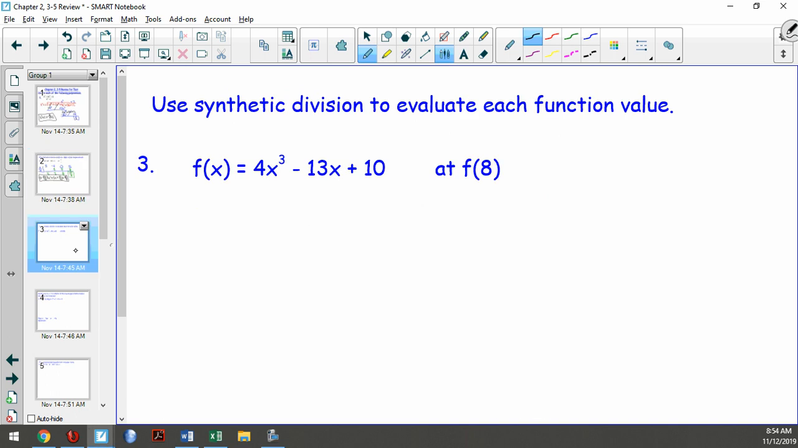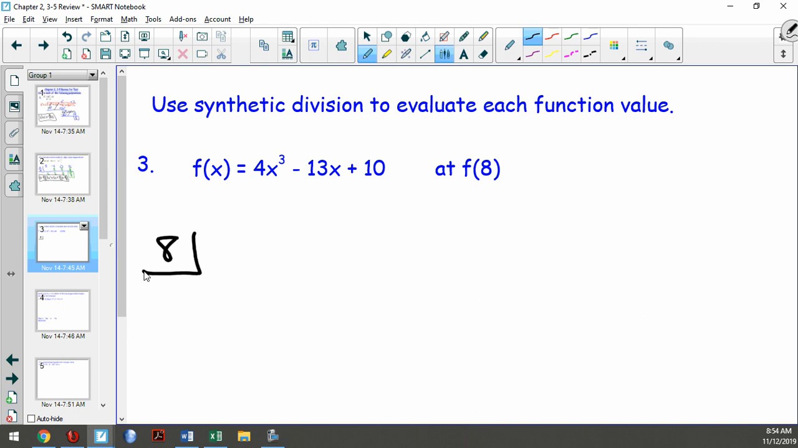Okay, the next set of instructions say to do this. Use synthetic division to evaluate each function value. Generally speaking, my students forget the very first 4 words and say evaluate. Oh, okay, I'm just going to plug and chug, right? Don't do that. The directions are very clear. It says use synthetic division to evaluate. So you actually have to do synthetic division here. So the 8 goes on the outside in a half box.